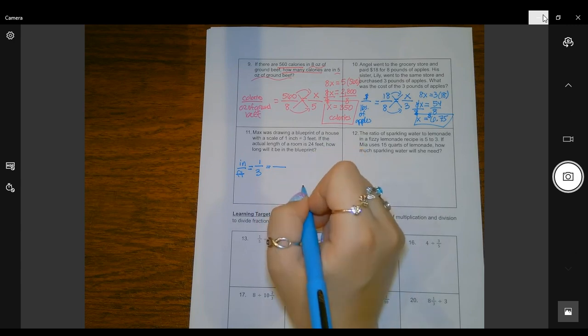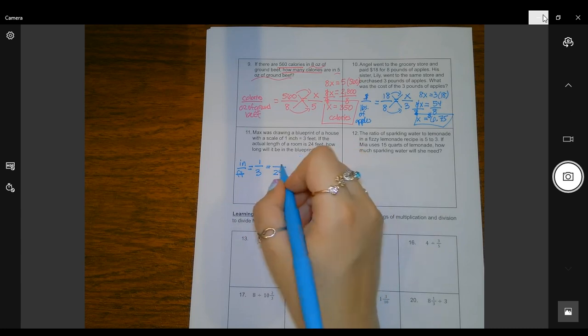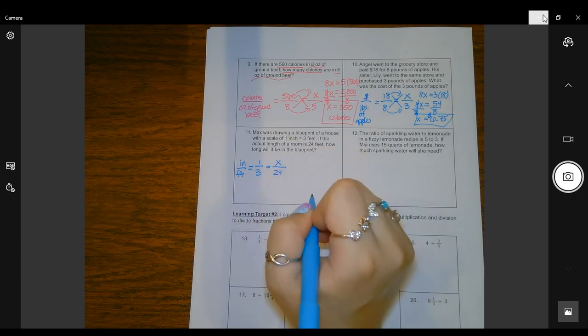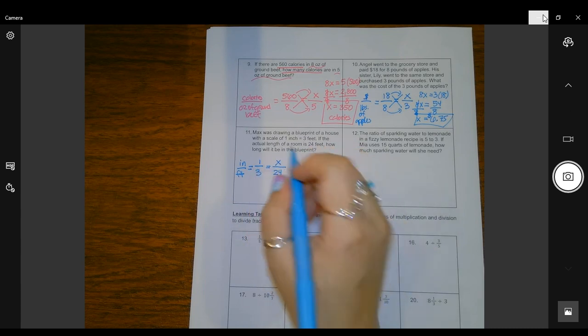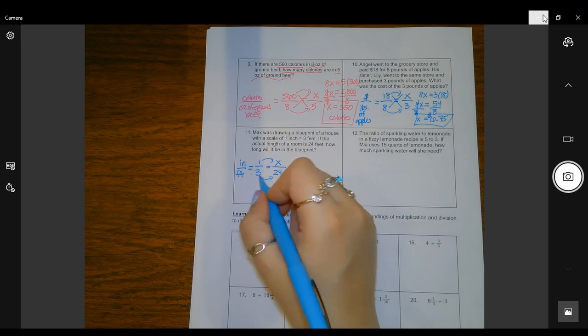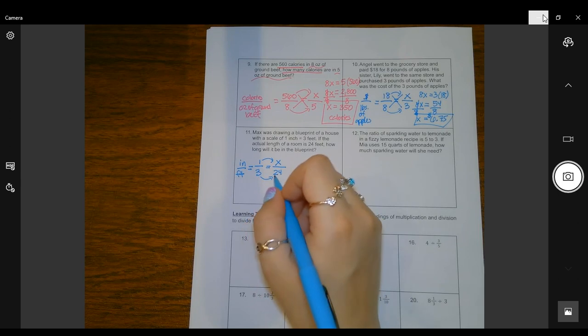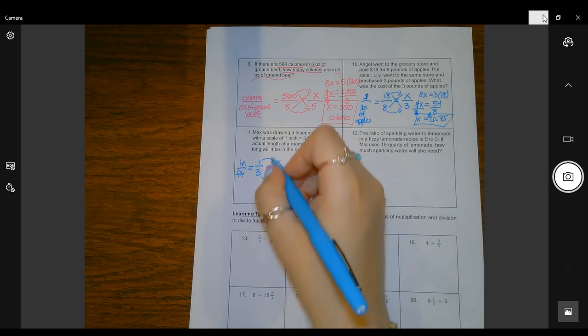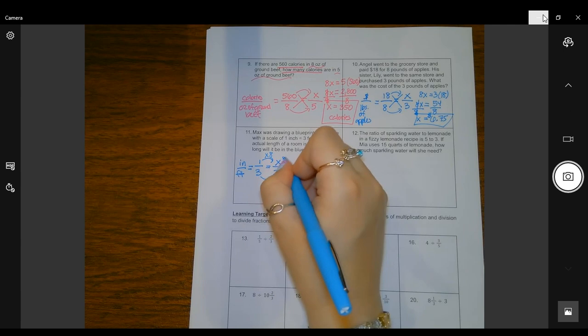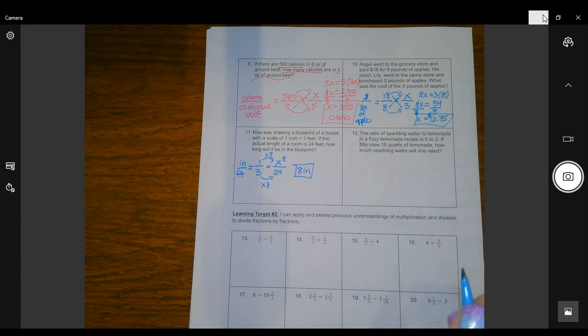Where do I put that 24? Yep, on the bottom, because that's where feet is. Then how big does he need to draw it in the blueprint? How many inches? Okay, go towards your unknown. For this one, can you do the easy shortcut way, or do we have to do cross products? Yeah, you can do the easy shortcut, because 3 times what is 24? 8. So then 1 times 8 is 8. That means that he should make his blueprint 8 inches long for that wall.